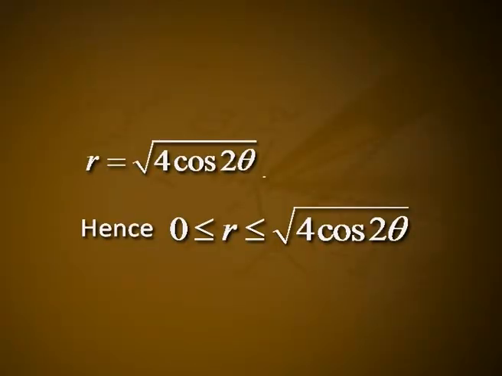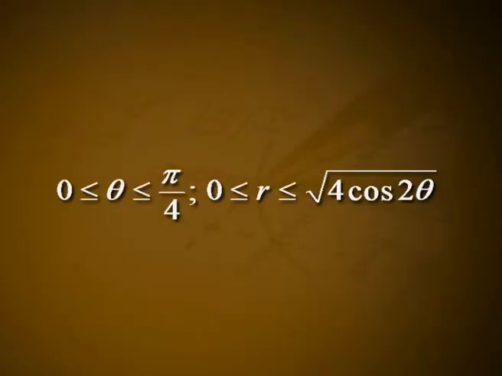We note that the required area is 4 times the shaded region in the first quadrant. In the shaded portion, a typical ray from the origin with r is equal to 0 leaves the shaded region where r is equal to square root of 4 cos 2 theta. Hence, 0 less than or equal to r less than or equal to square root of 4 cos 2 theta. Also, in the shaded region, theta varies from 0 to pi by 4. Hence, the system of inequalities that represent the shaded portion is 0 less than or equal to theta less than or equal to pi by 4, 0 less than or equal to r less than or equal to square root of 4 cos 2 theta.